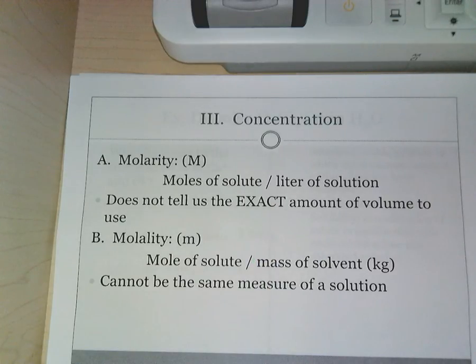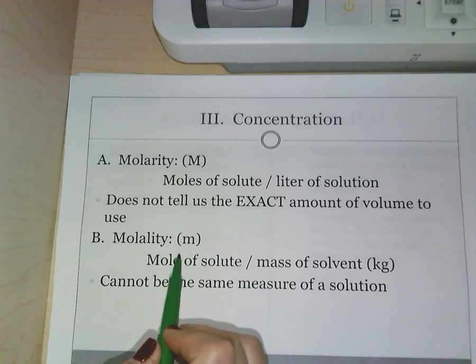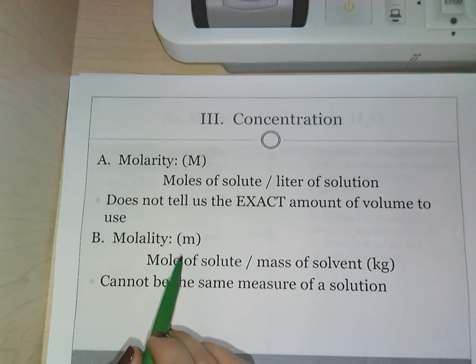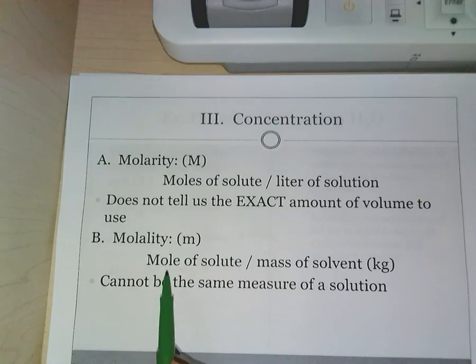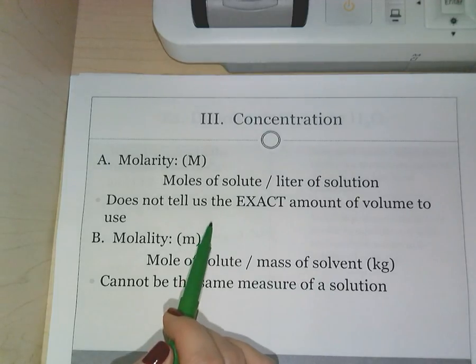Another way to measure concentration is to use molality, which is given the symbol little m, not to be confused with meters or metric or mass or any other word that starts with an M. I don't know why they didn't choose a different letter. They went with little m. So molality is moles of solute per mass of solvent. So let's describe in words.